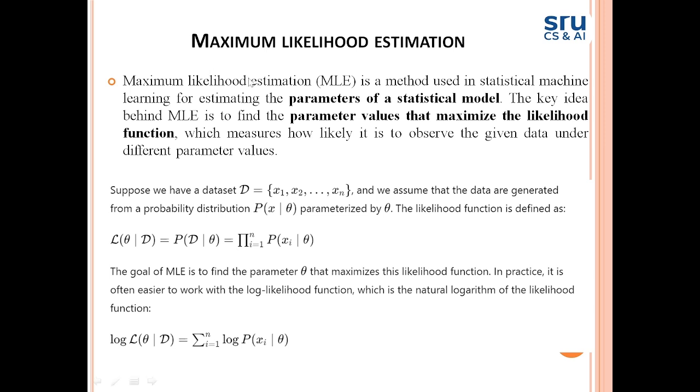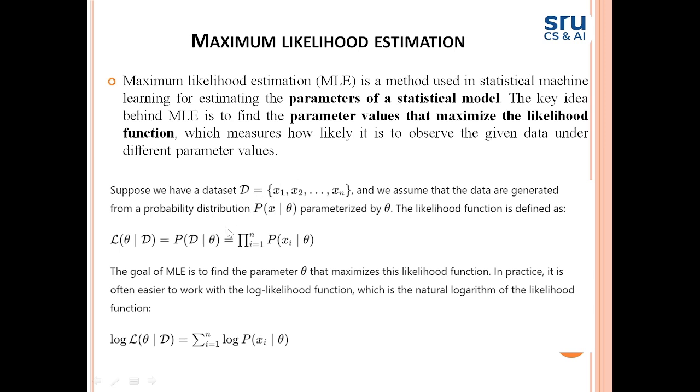Next, the maximum likelihood method. It is also called maximum likelihood estimation. It is used for estimating parameters of statistical models. The key idea behind this is to find the parameter value that maximizes the likelihood function. It measures how likely it is to observe the given data under different parameter values.